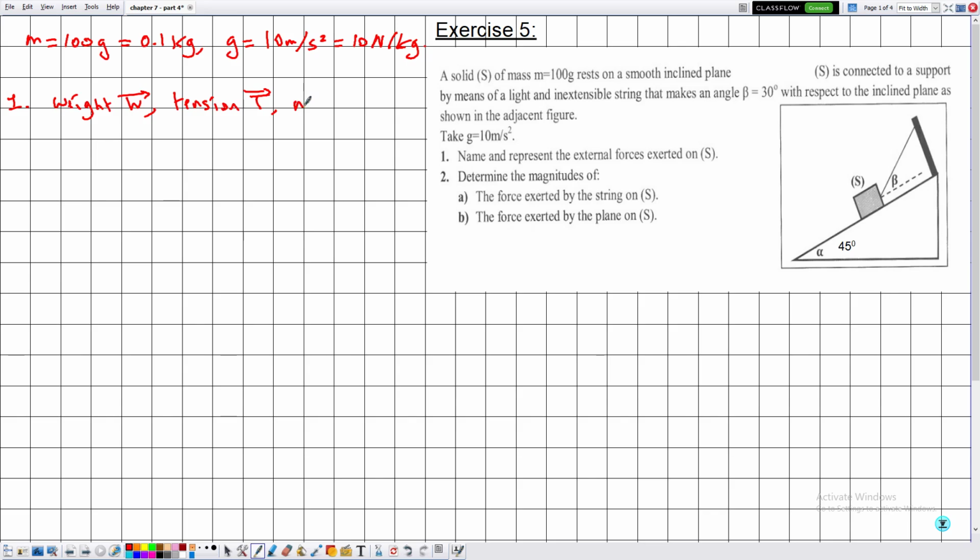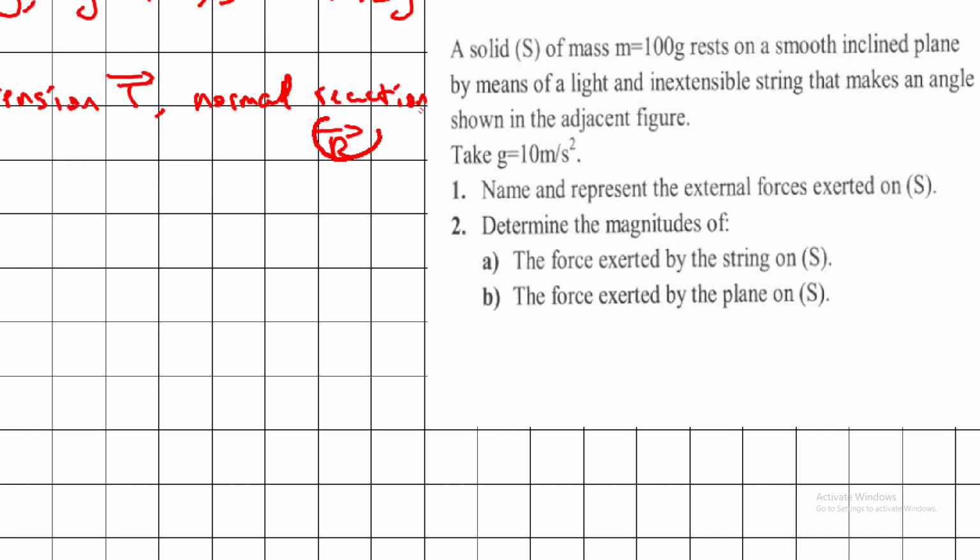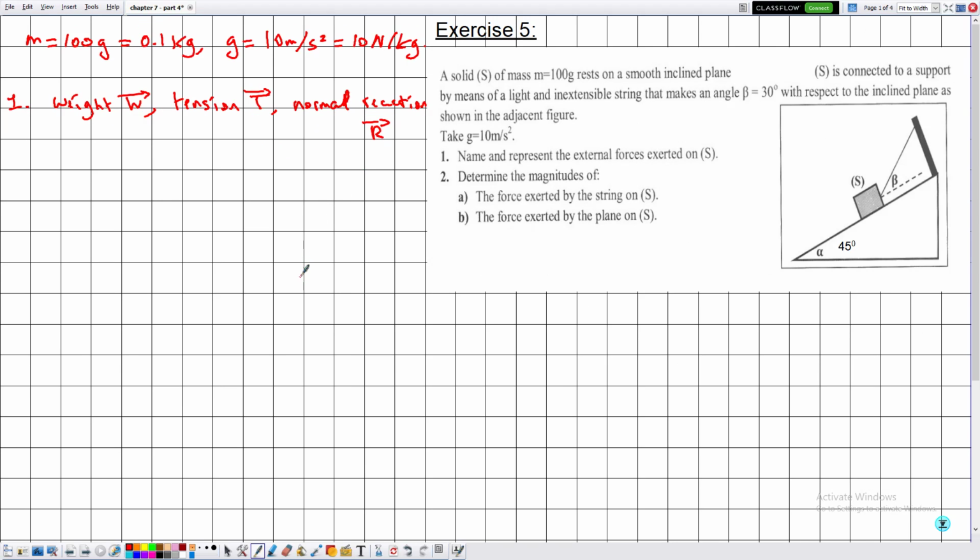So we have the normal reaction R. Sometimes this force is referred to as a vector. Now, the physical definition of the weight: it is the force exerted by Earth on S. The physical definition of the tension: it is the force exerted by the string on S. And the physical definition of the normal reaction: it is the force exerted by the plane on S.